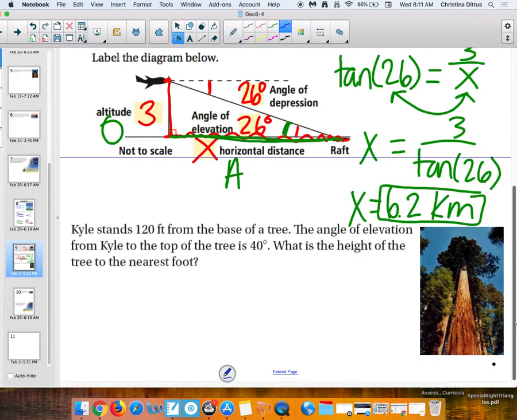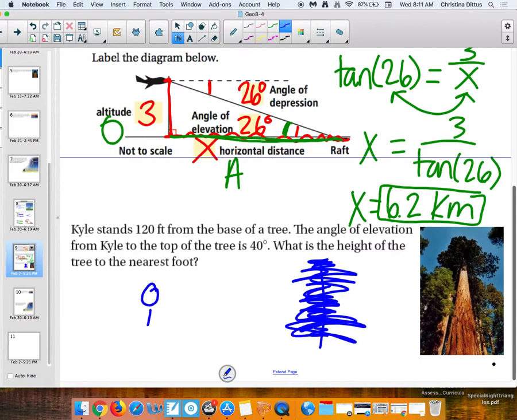Kyle stands from the base of a tree. So I got a tree. Still Christmas time here, because that's the only kind of tree I can draw. And it was still horrible. Here's Kyle. Kyle's almost the same height as the tree, but not in real life. Why do you do your triangles backwards all the time? I don't know, it's just backwards.